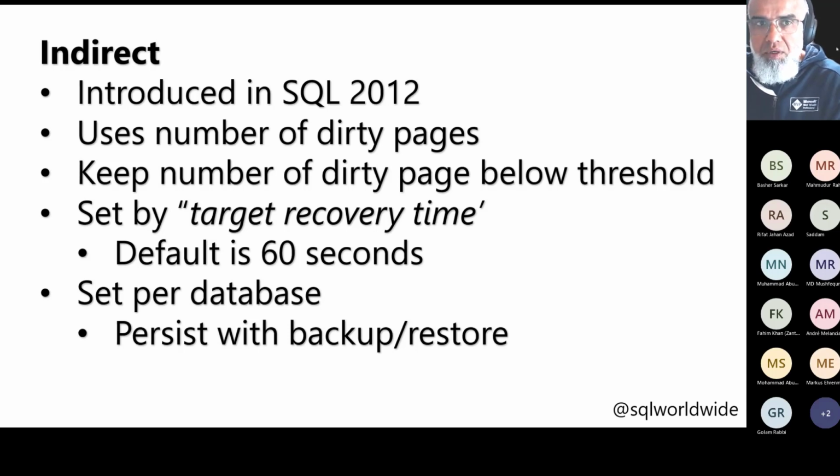So today, if you go to 2016 and above and create a brand new database, it will have an indirect checkpoint time of 60 seconds. And this is per database. Even if you have a backup restore, or if you have a reboot of the server, this value persists. And if you take a database that has been created in 2016 or above and restore it on a different server, this value will persist because this is a database level setting.